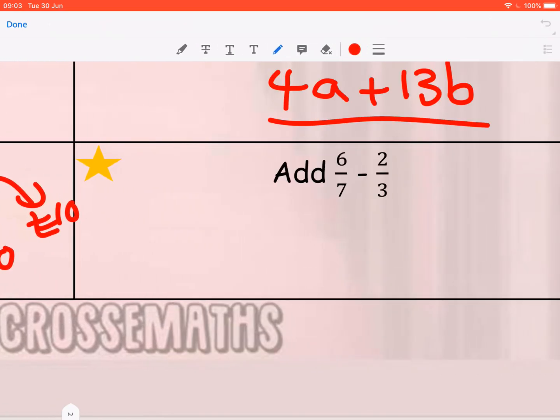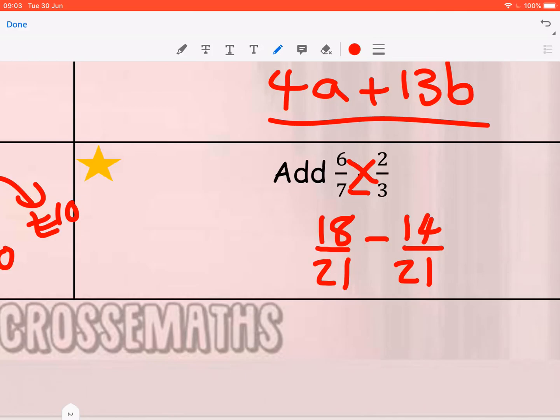A bit of taking away fractions. You've got to make the bottom numbers the same in order to take away or add. So what I'm going to do is multiply them together. 7 times 3 makes 21 on the bottom of both. Then I'm going to cross multiply. 6 times 3 is 18. 7 times 2 is 14. Once you're there, 21 stays on the bottom in the answer. 18 take away 14 is 4.